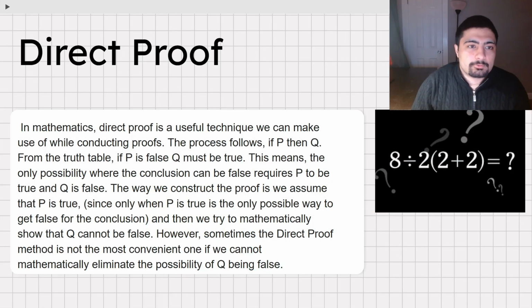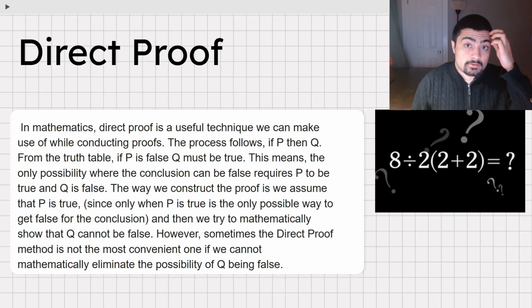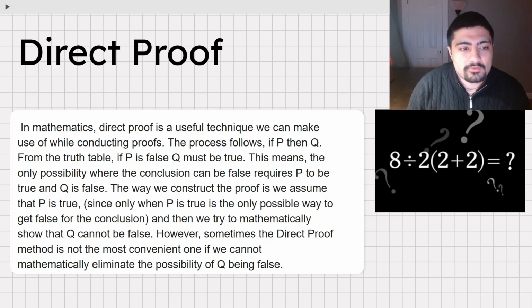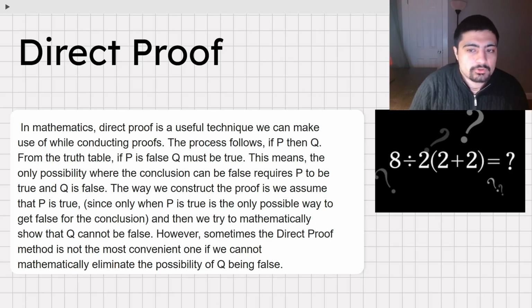So I want to start with direct proof. Direct proof is one of the methods we use in pure mathematics to prove a statement. It can be a very simple statement, as we will be starting with an exercise on direct proof. But before that, I want to give a definition in my own words. In mathematics, the process for direct proof follows: if P is true, if P, then Q, which means P implies Q.